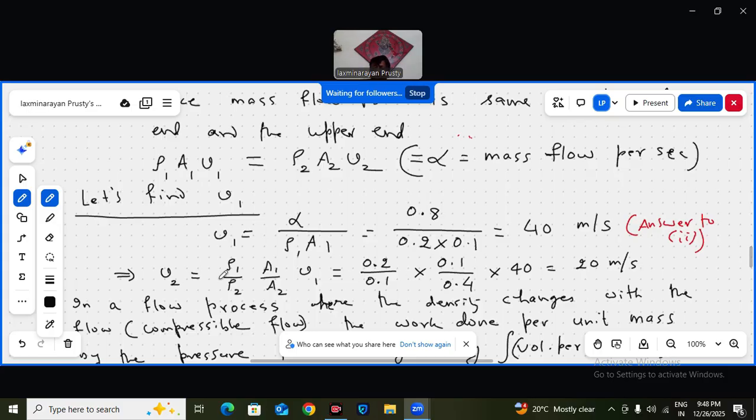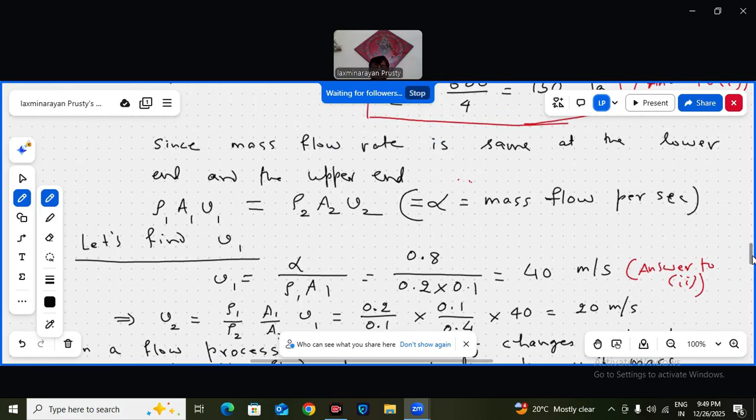Similarly, if you want to find out V2, rho 1 by rho 2 equals A2 by A1 into V1 from here. So 0.2 by 0.1, and 0.1 by 0.4. A2 is given, A1 is given, and rho 1 and rho 2 I have calculated, 0.1. So 2 by 4, that is 20 meter per second. They have not asked for this V2 explicitly in the question, but I may need that data later.